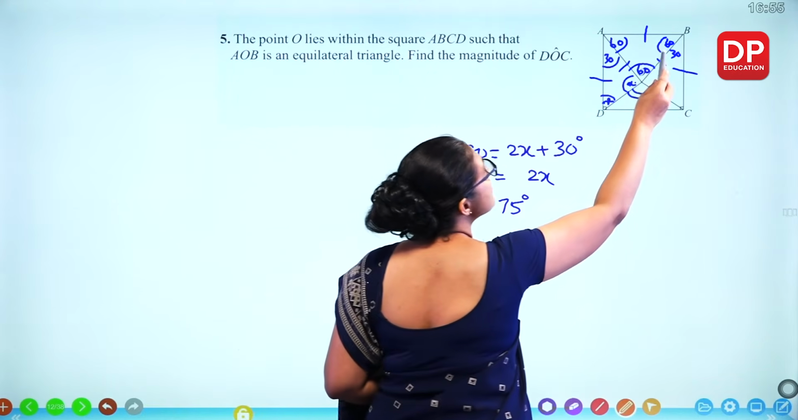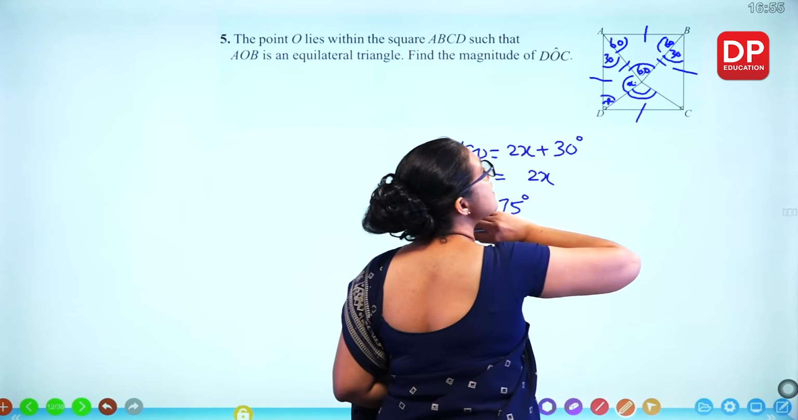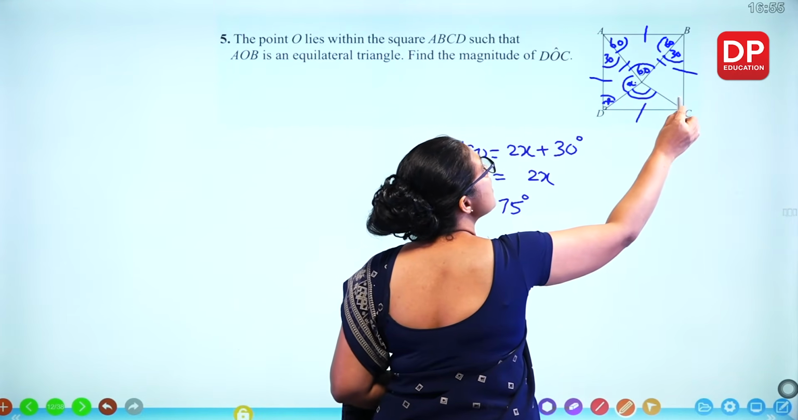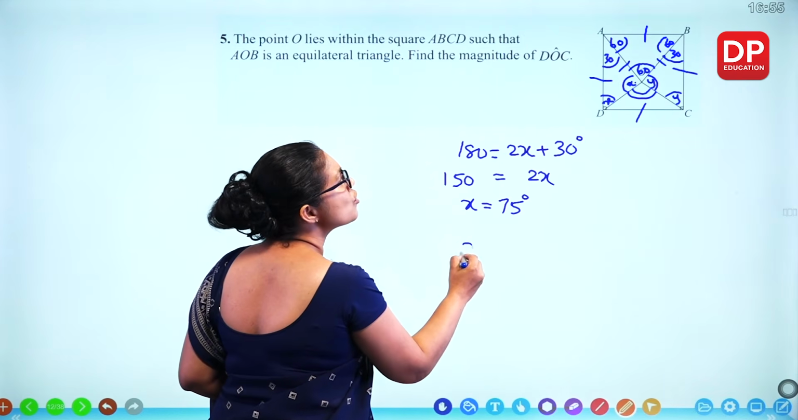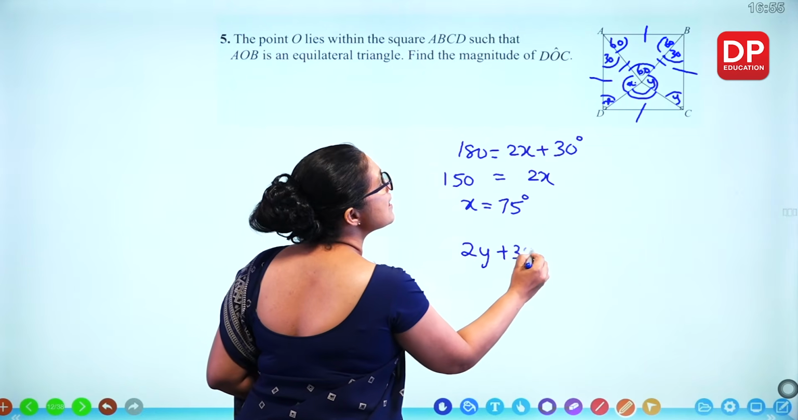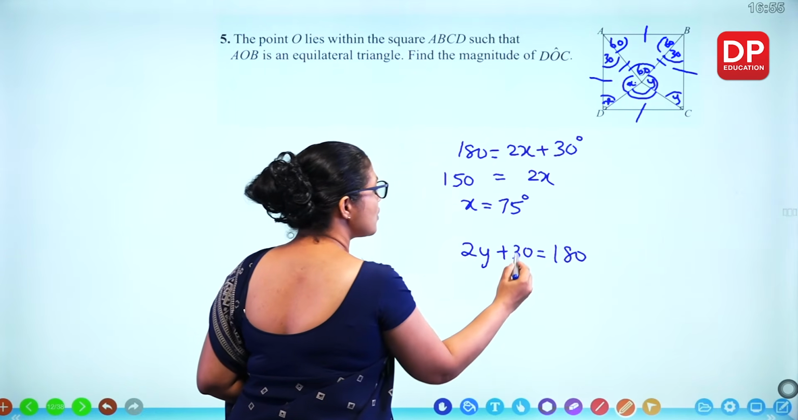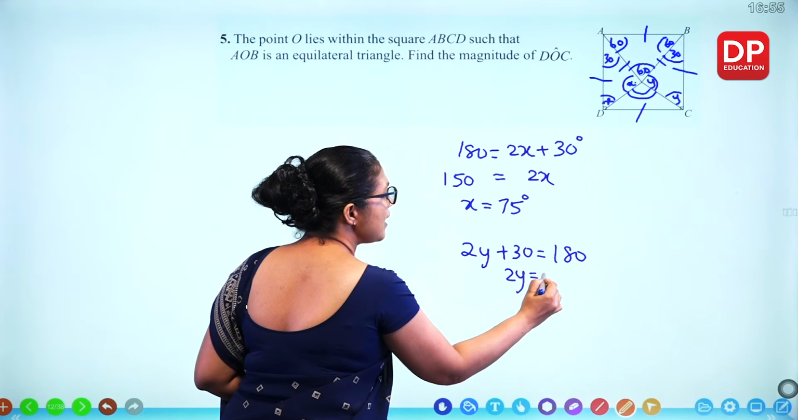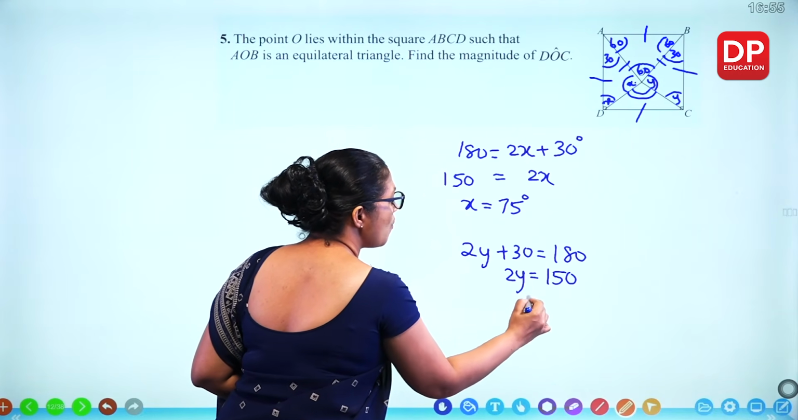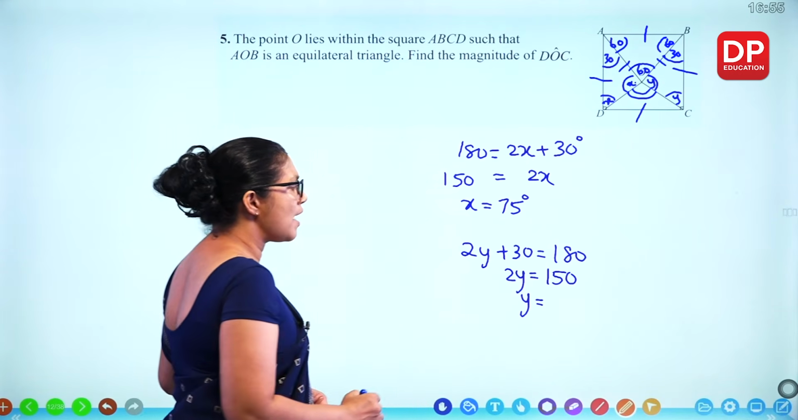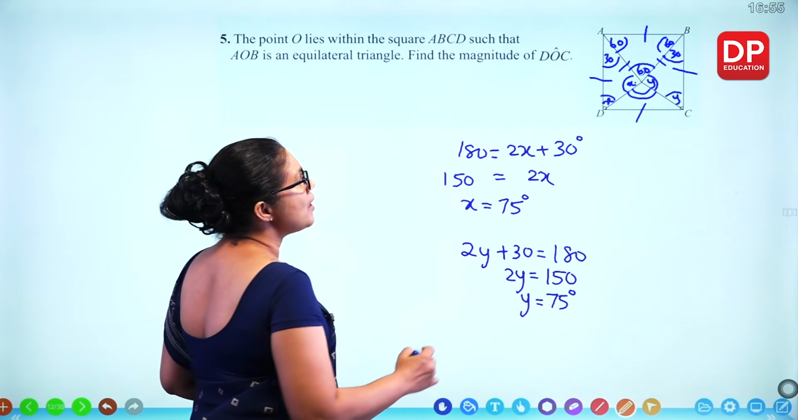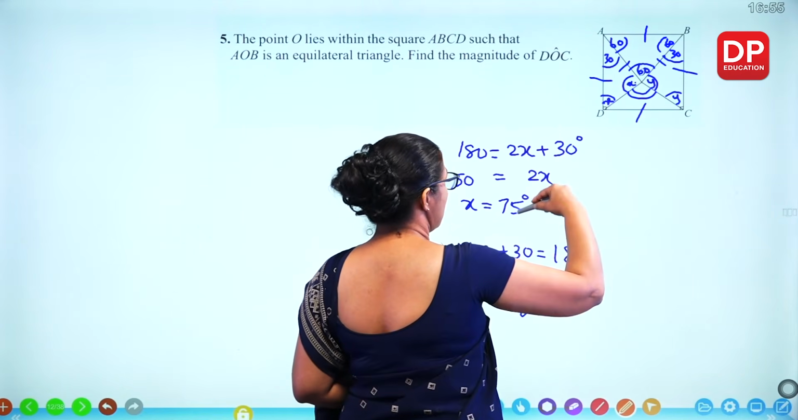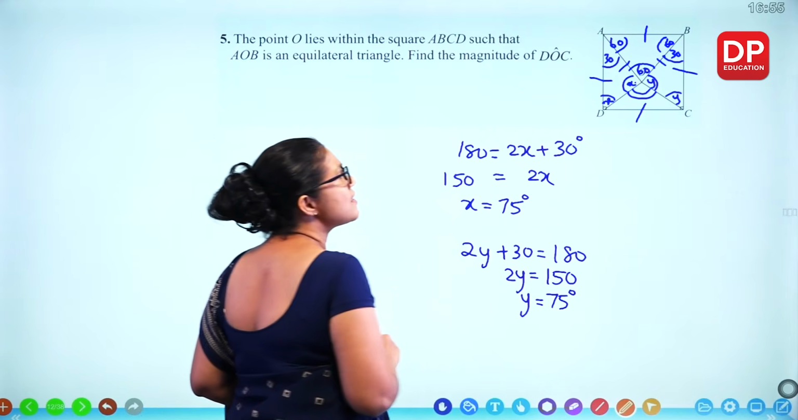Now what about the other side? We know this is 30. So these two sides are equal, which means we'll take y as this angle. So how can we find y? We can say 2y plus 30 is 180. So take 30 to the other side. 2y equals 150. y equals 150 divided by 2. You get 75. Now we know x is 75 and y is 75.